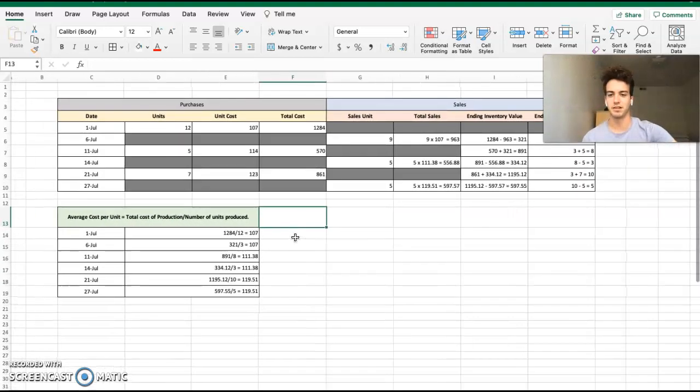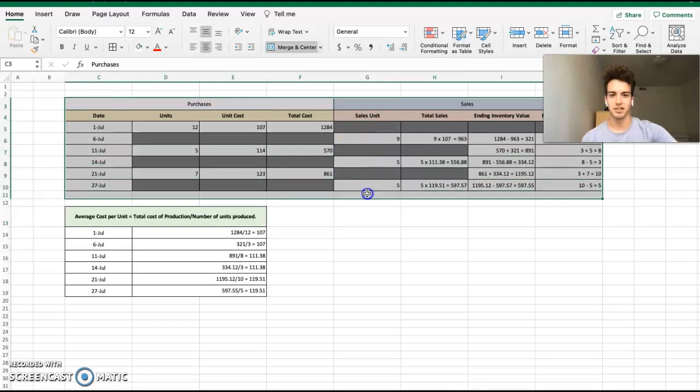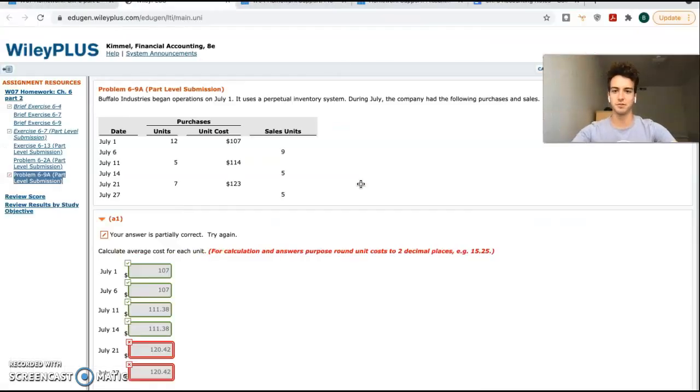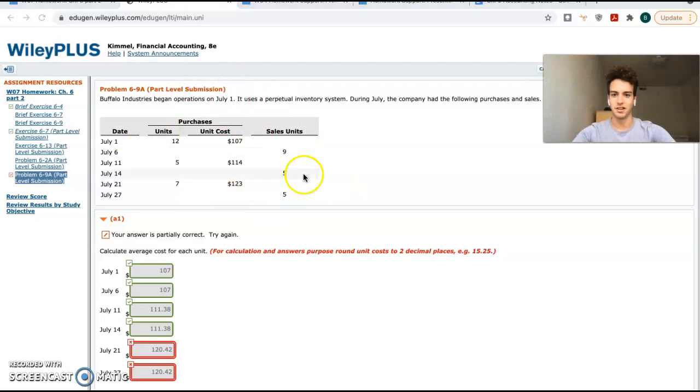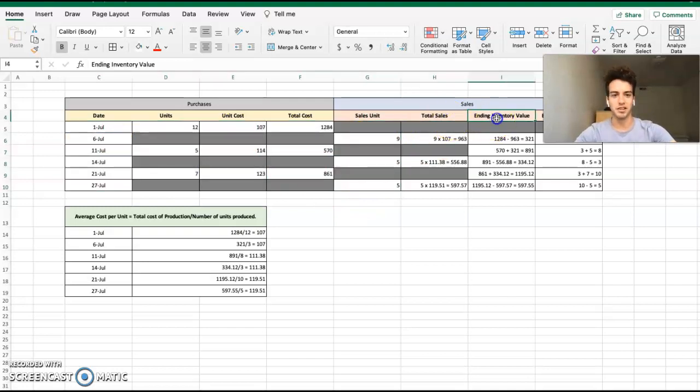So here I prepared an Excel sheet to better explain what is going on here. Right here is all the information that is on the question itself. So all this is represented by these boxes right here. I did add a few more things to make it easier to understand what calculations need to be made and what goes into each of these things.